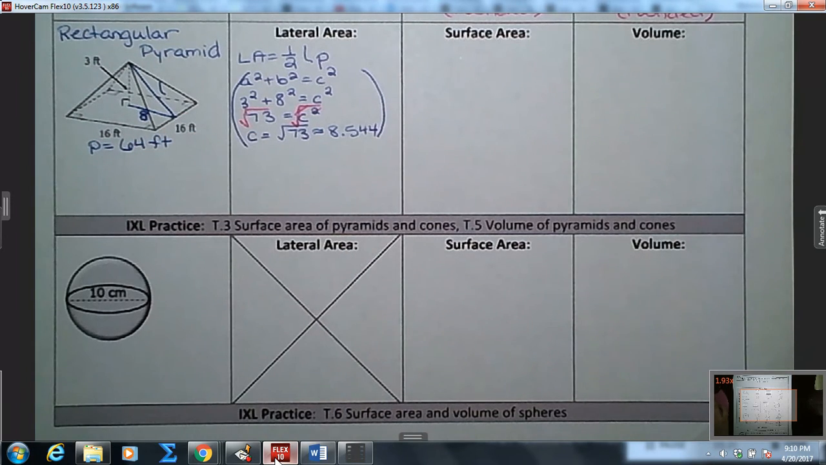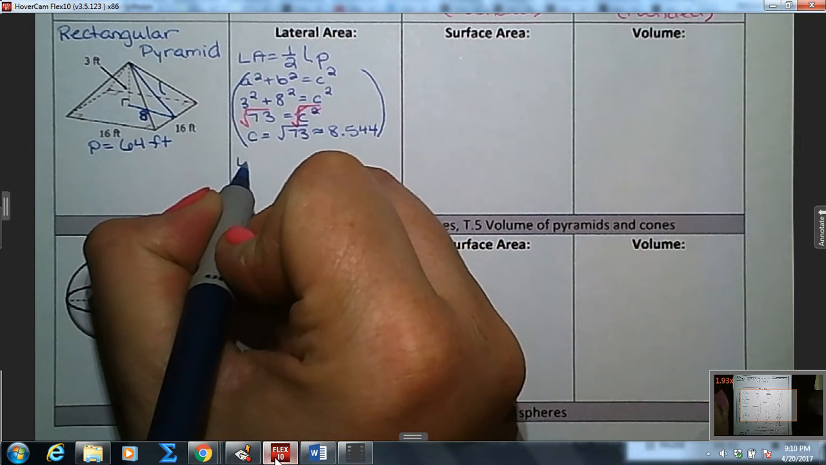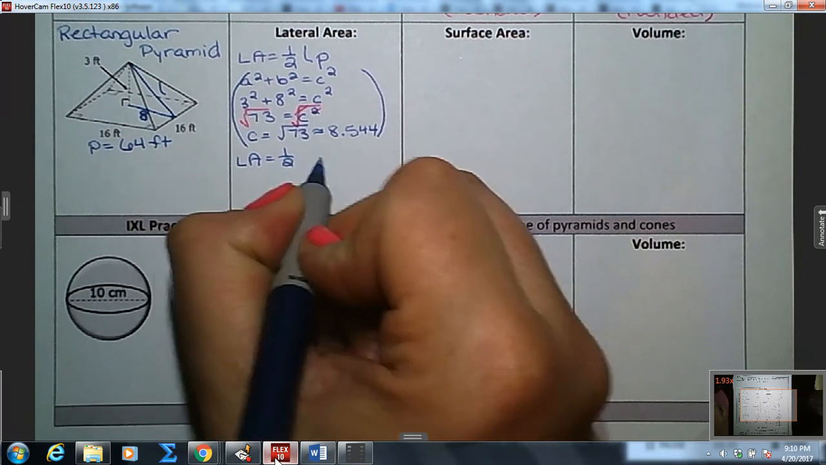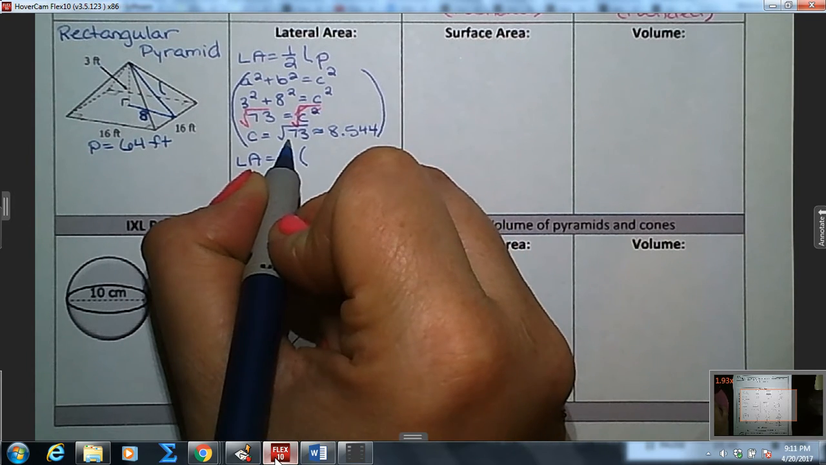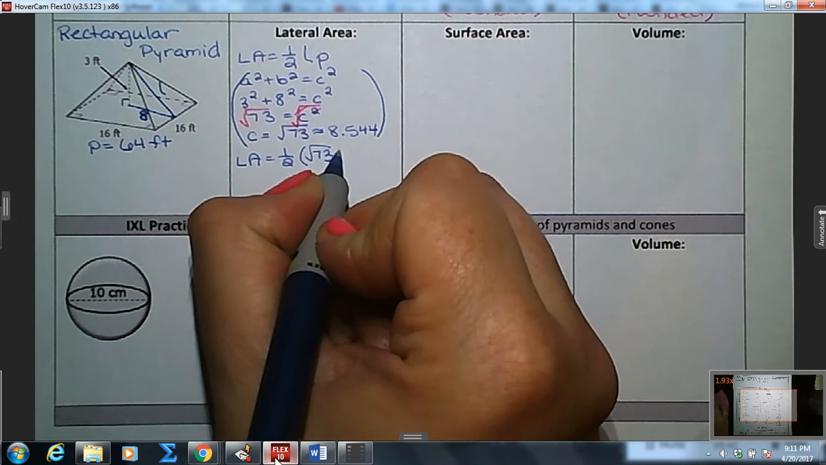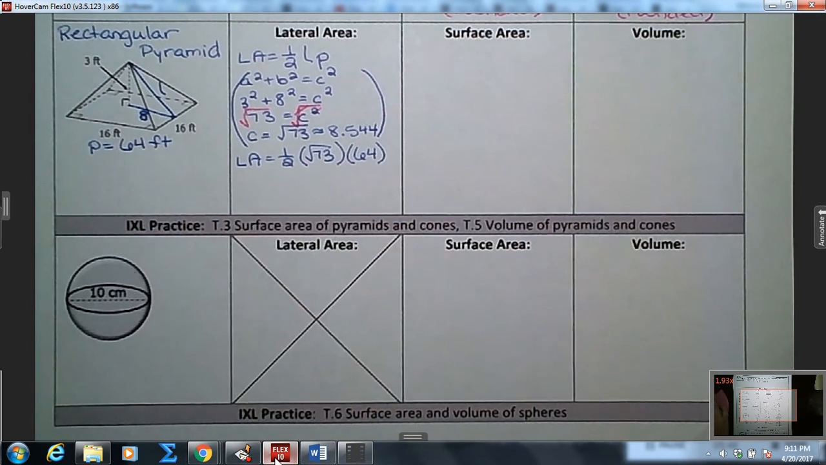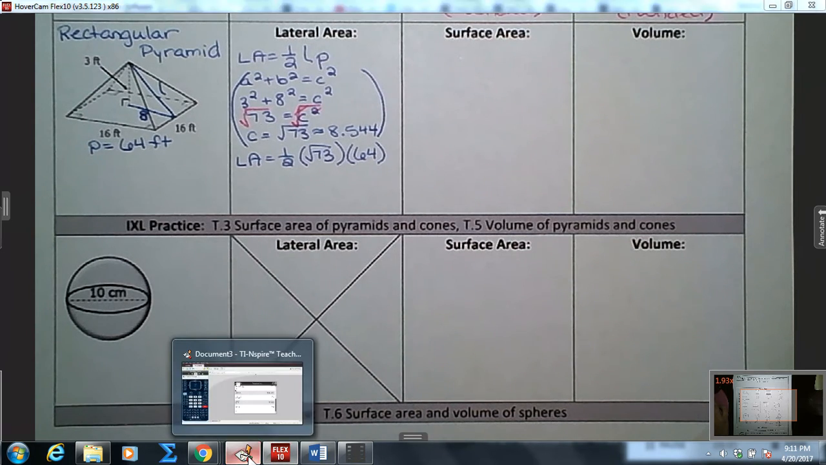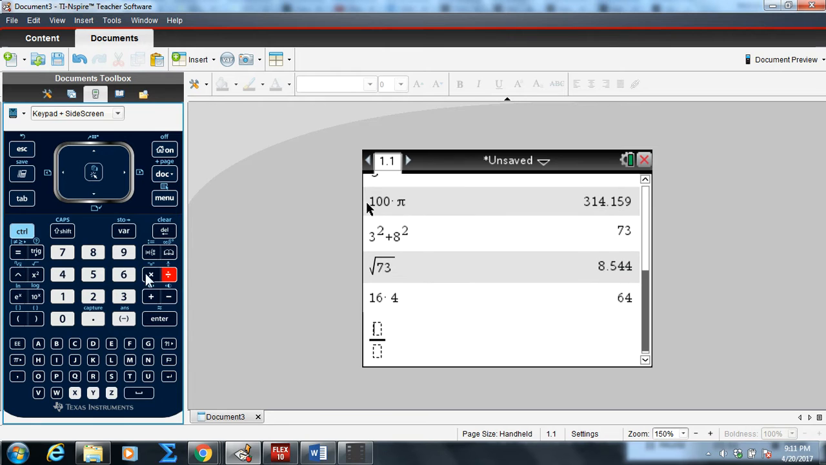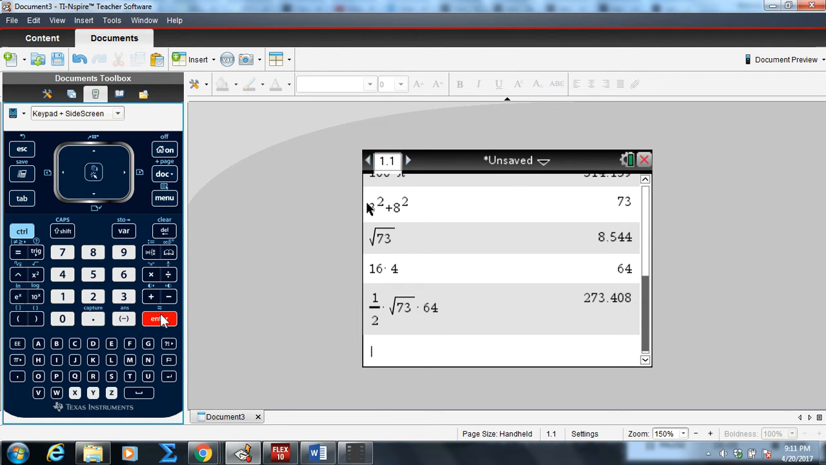Now we're able to fill everything into the lateral area formula. The lateral area is equal to 1/2 the slant height. I think I'd go ahead and use the square root of 73 so that I don't have to round anything, times the perimeter, 64. Now I can type all that in at one time on my calculator. 1/2 times the square root of 73 times the perimeter, 64. And I get an approximate value.